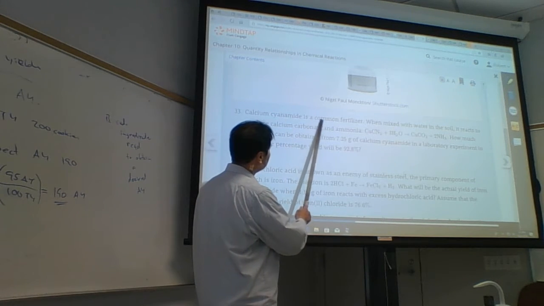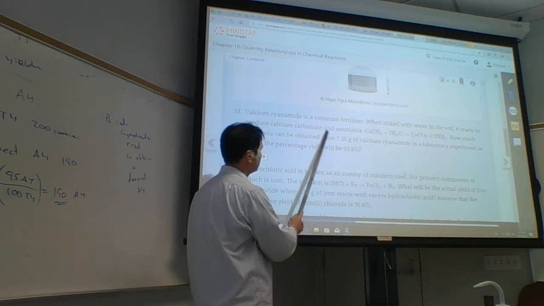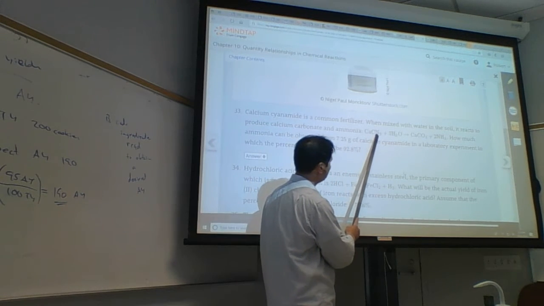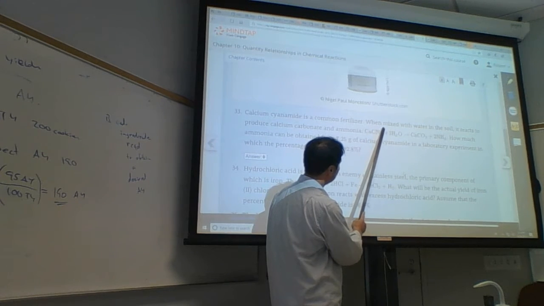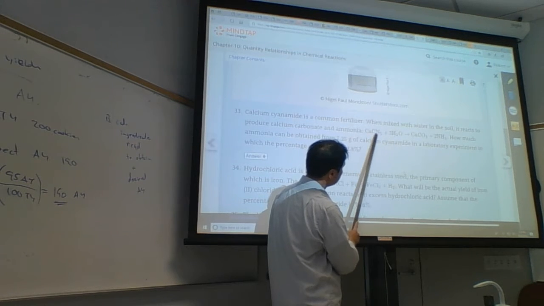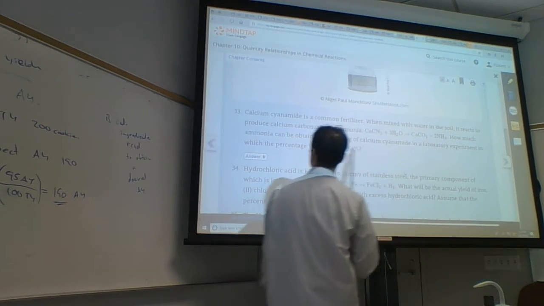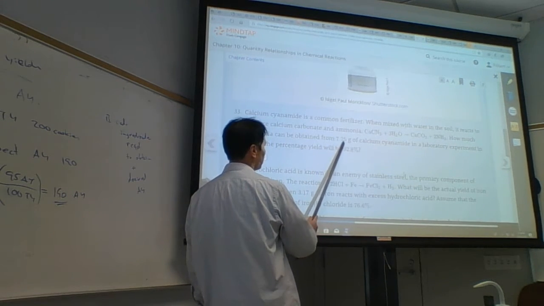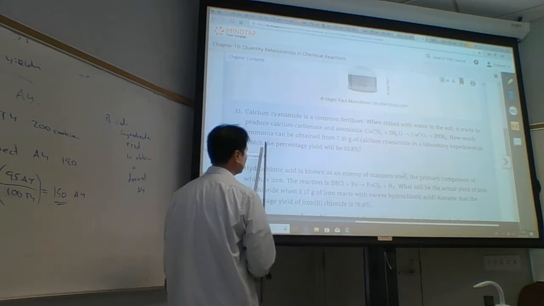Calcium cyanamide is a common fertilizer. When mixed with water in the soil, it reacts to produce calcium carbonate and ammonia. This is a very unusual anion, CN2 with a 2- charge. When that's mixed with water, this is an example of a Lewis acid-base reaction. How much ammonia can be obtained from 7.25 grams of calcium cyanamide in a laboratory experiment, given the percentage yield?